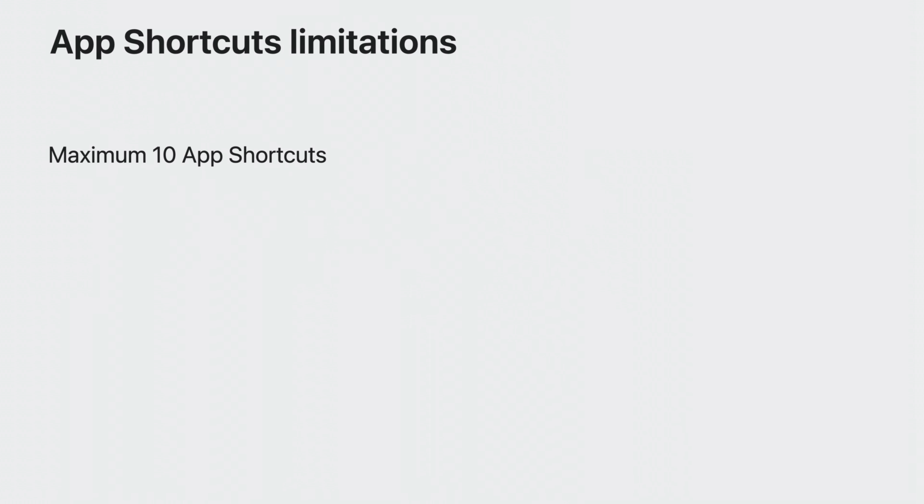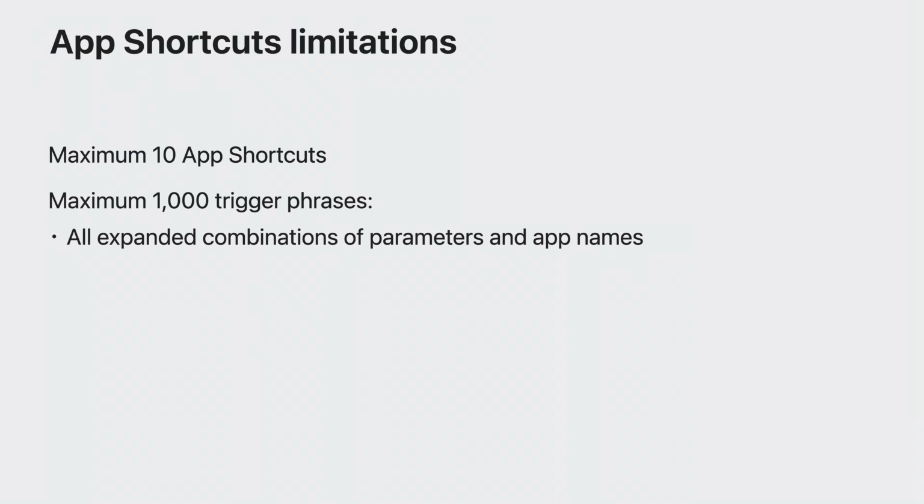In addition, there are some limitations to app shortcuts you should be aware of as you're adopting them in your app. Your app can have at most 10 app shortcuts. You may have at most 1,000 trigger phrases for your entire app. Note that this includes all combinations of parameters.